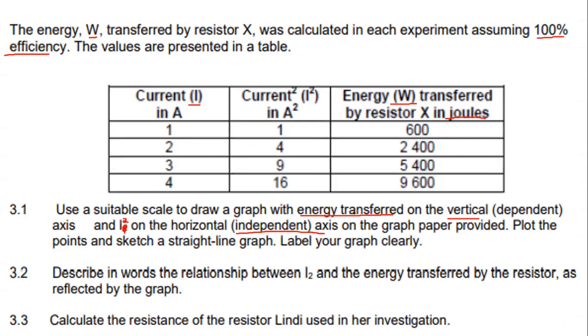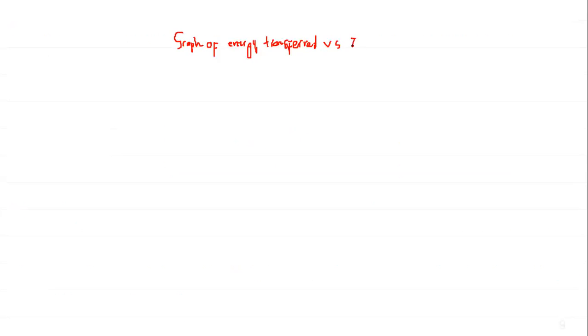So firstly, a graph must have a title. It must have a heading. So it will be a graph of, and we will start with what goes on the y-axis versus what goes on the x-axis. And we were told that the energy transferred must go on the y-axis. So this is a graph of energy transferred versus current squared. Right. So there, my dear learners, is the title.